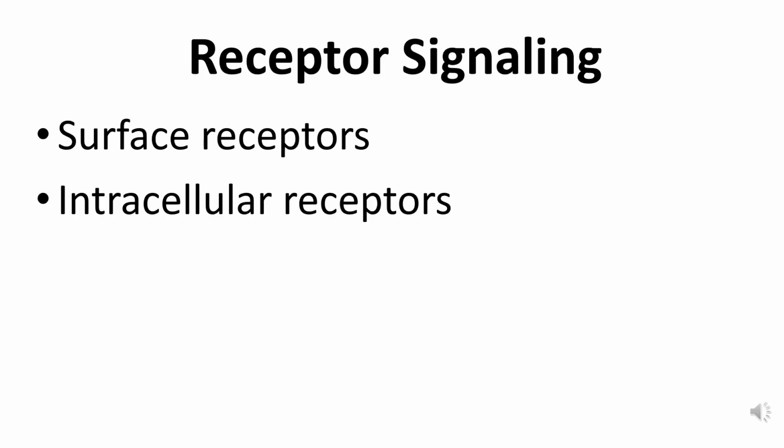Once inside, the hormone binds its intracellular receptor. The hormone receptor complex then moves to the nucleus. There, it interacts directly with DNA. This changes gene transcription and protein synthesis. The response is slower compared to surface signaling, but the effects usually last much longer.